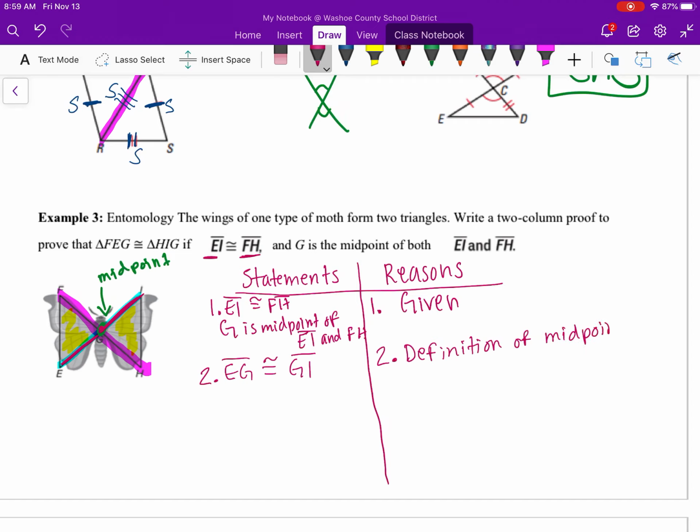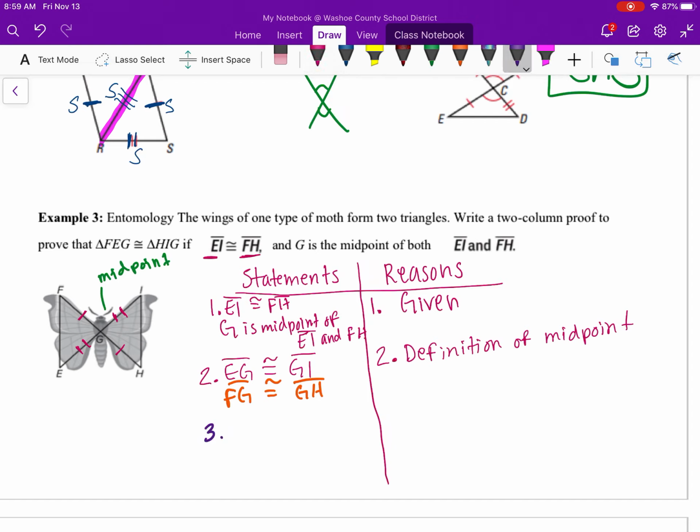Okay, the midpoint splits it in half. And it's doing the same thing to my other segment, FG. I'm not going to split it up into two different reasons because it's the same reason for both. FG and GH are congruent to each other by that same definition of midpoint. Now let me clear up my picture a little bit here. What I have proven by the definition of midpoint is that this and this are congruent, and this and this are congruent. So far I have two sides that have been proven to be congruent by the definition of midpoint.